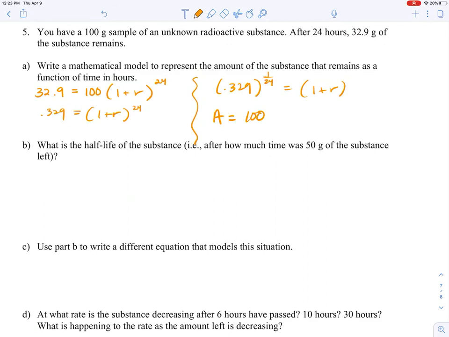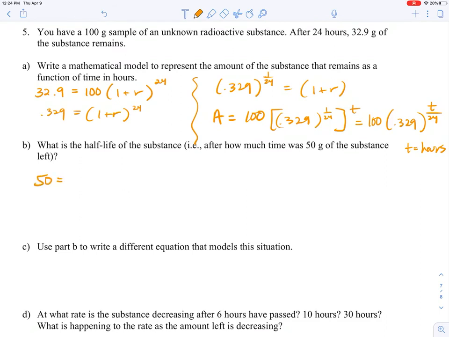So our equation could be A equals 100, and then 1 plus r is 0.329 to the 1 over 24th power, to the t power, where t is in hours. If you're raising a power to a power, that can also be written as 100 times 0.329 to the t over 24th power, where t is in hours.